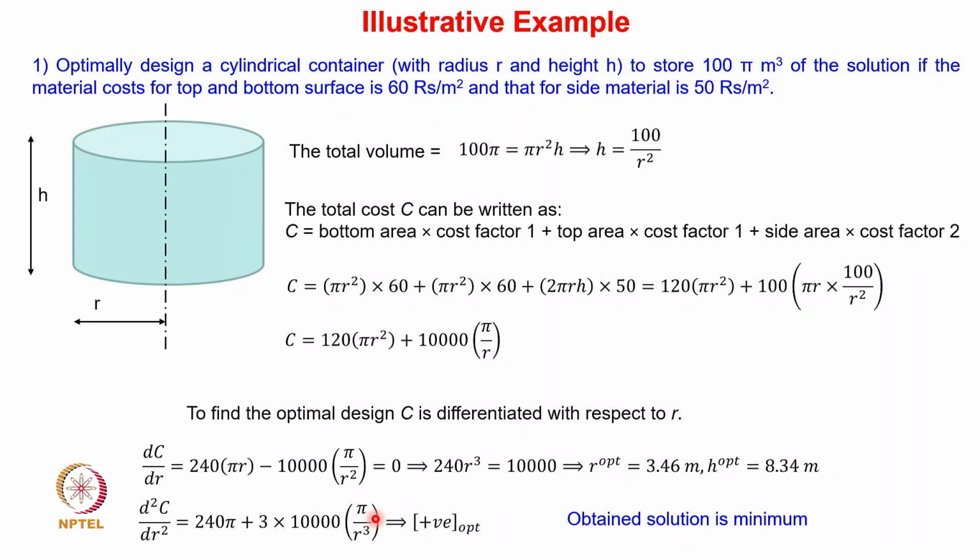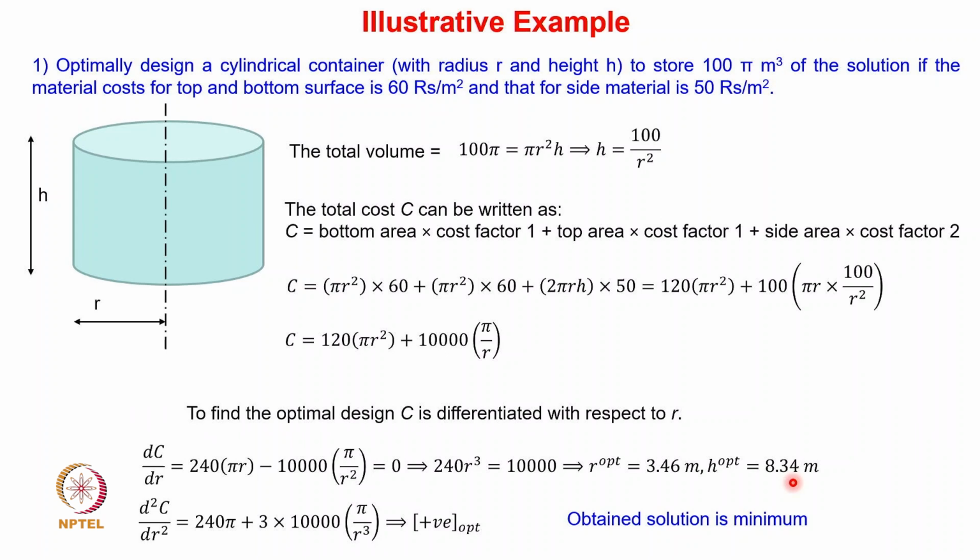And you can see that if I put the optimum value of r, 3.46 is a positive number. If I put this positive number here, you can see that all the terms here are positive. So clearly the double derivative is also going to be positive, and whenever we are having a double derivative positive at the optimum, the obtained optimum is indeed minimum. So clearly we can conclude that the obtained solution here corresponds to the minimum.